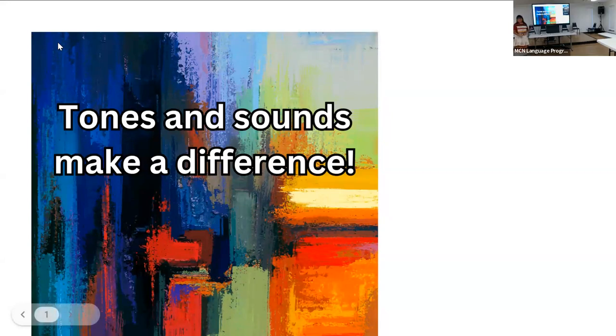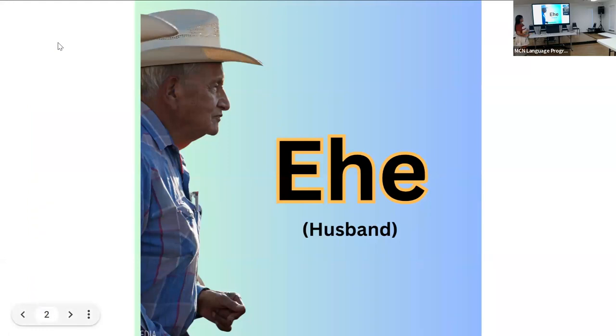So, tones and sounds make a difference. The reason I put different colors on there is because sometimes things can be spelled the same but have different tones and sounds. So you've got different colors, like I said, I'm visual. Different colors of blue, different colors of everything, for the tones and sounds. All right. Does anybody know how to pronounce this?